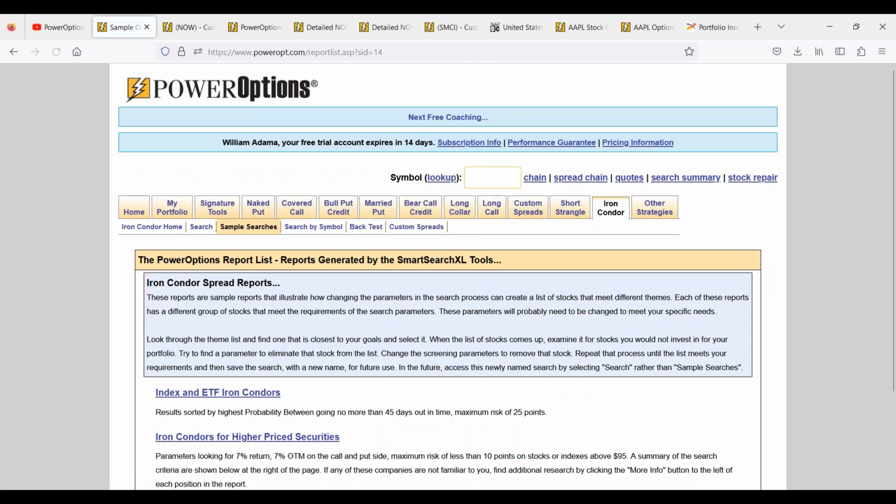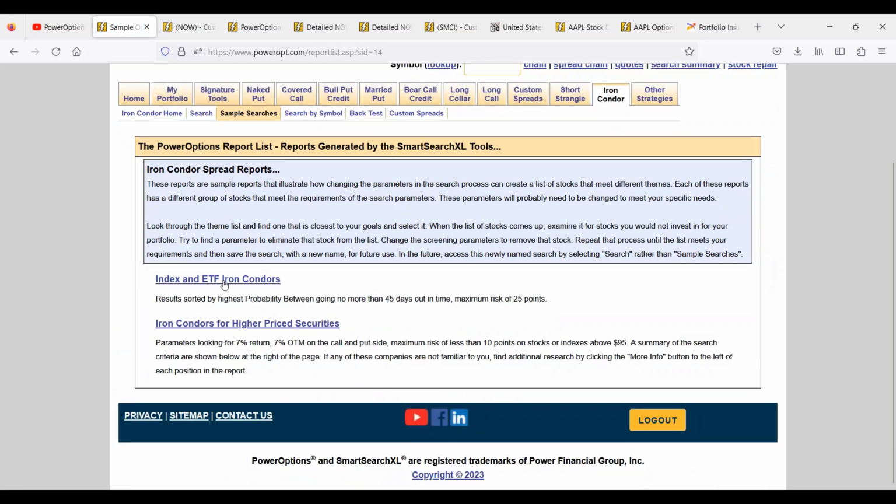In addition to the default search, of course, you can also check out the sample searches, index and ETFs, iron condors, and iron condors for higher price securities, looking for ones above 95, and I believe with a high market cap as well for more safety and more stability in those scenarios. So different types of default and sample screens that you can use as a stepping stone, make the adjustments to match it. Talked about the criteria that we like to use for those positions, those underlying securities.